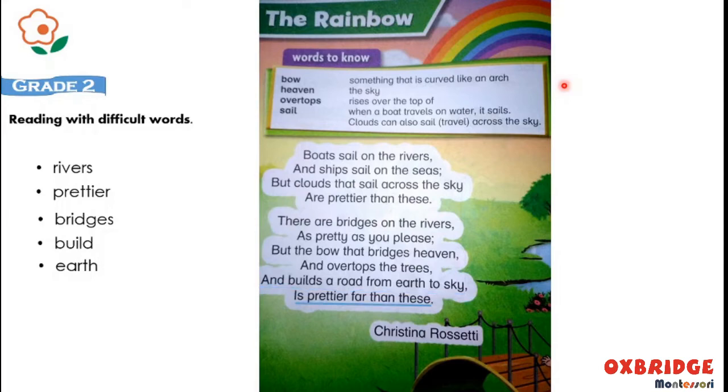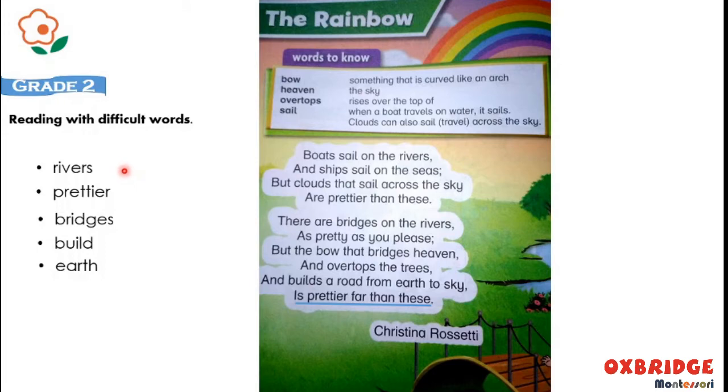far than these. So in this poem, the poet is describing the beauty of nature. He says, boat sails on river, ship sails on oceans. These are the things made by man, but cloud sails in the sky made by Almighty Allah. The most interesting thing is that cloud sails in the sky. Bridges are on river, and man tries to make beautiful bridges, but the bridge that connects heaven with earth is more beautiful than any bridge on earth. And that bridge is rainbow, which connects earth to the sky.